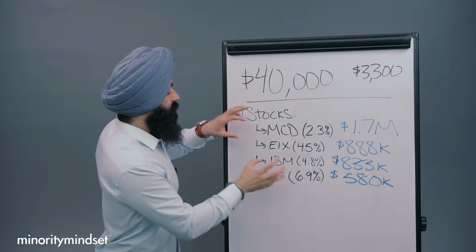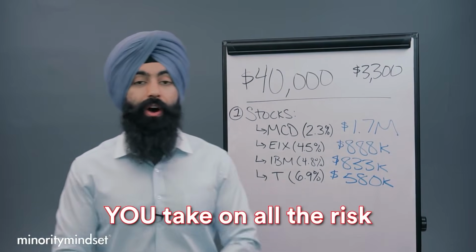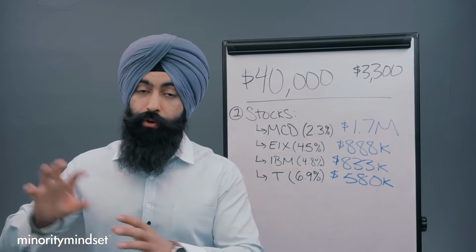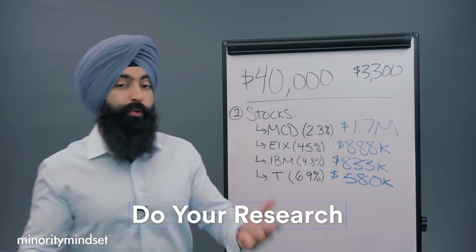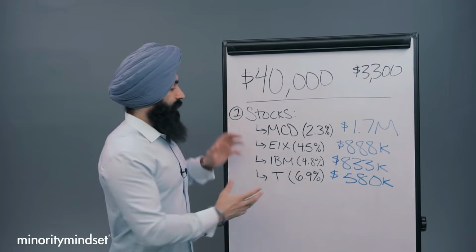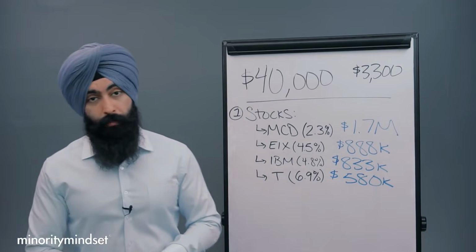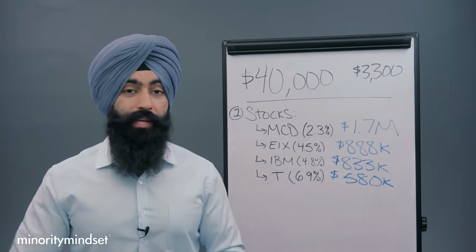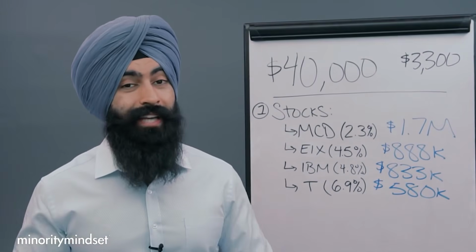When you invest in individual stocks, you take on all the risk. So there are ways for you to mitigate that risk. Number one is by doing your research. If you want to invest in individual stocks, you have to keep up to date with the company. You have to read their earnings calls. You have to read their financial statements. You got to see how this company is doing.